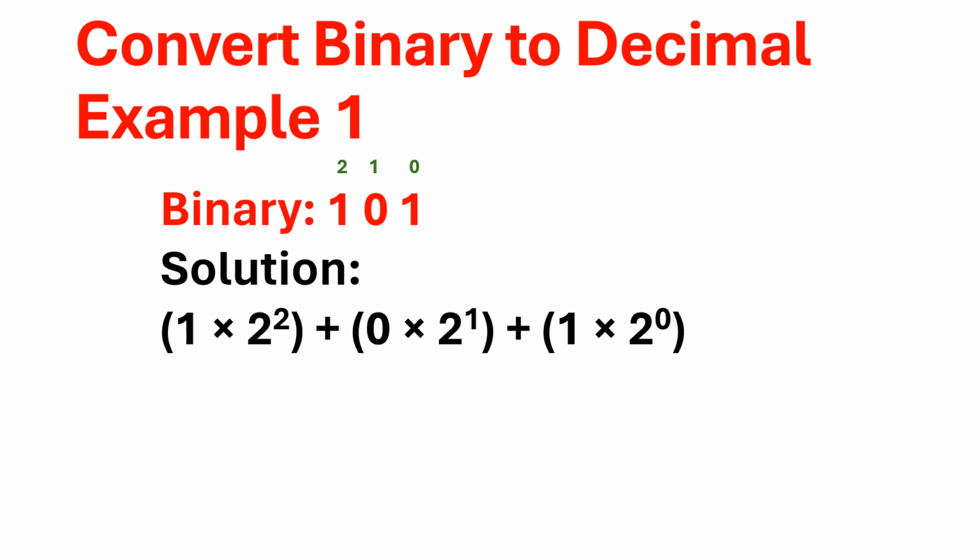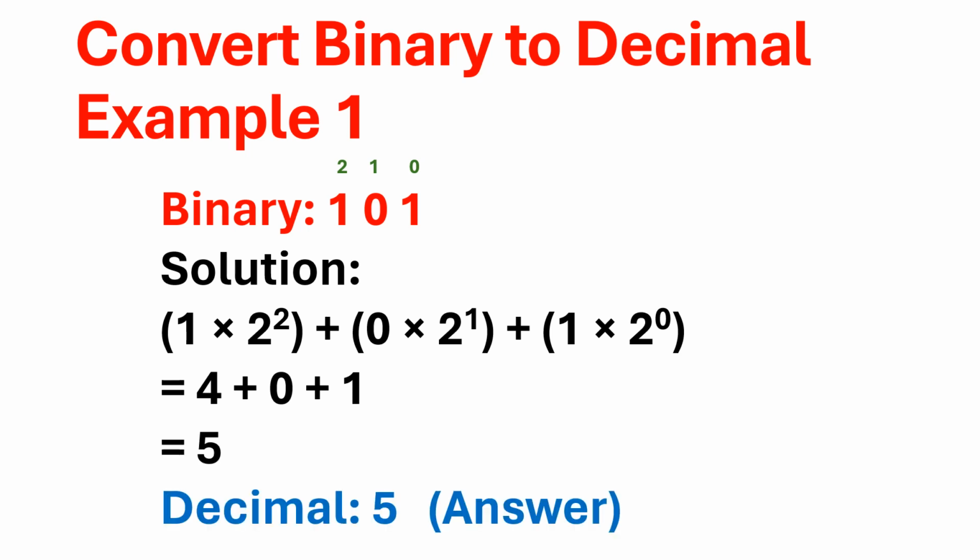You know that 2 power 2 is 4, and when multiplied by 1, it is 4. Similarly, 2 power 1 is 2, but when multiplied by 0, it becomes 0. And 2 power 0 is equal to 1, and when multiplied by 1, it becomes 1. Now we add 4 plus 1, which is equal to 5. So our answer is 5. In other words, 101 in binary is equal to 5 in decimal.